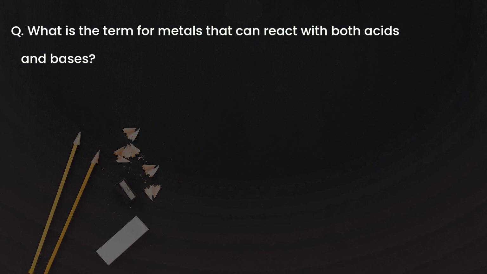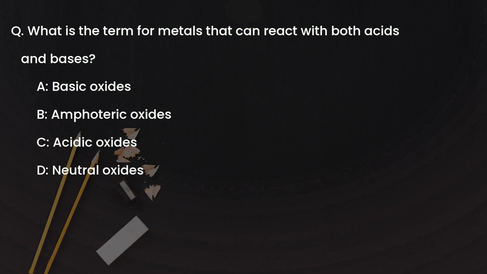Question: what is the term for metals that can react with both acids and bases? Option A: basic oxides. Option B: amphoteric oxides. Option C: acidic oxides. Option D: neutral oxides. You have 5 seconds to answer the question.